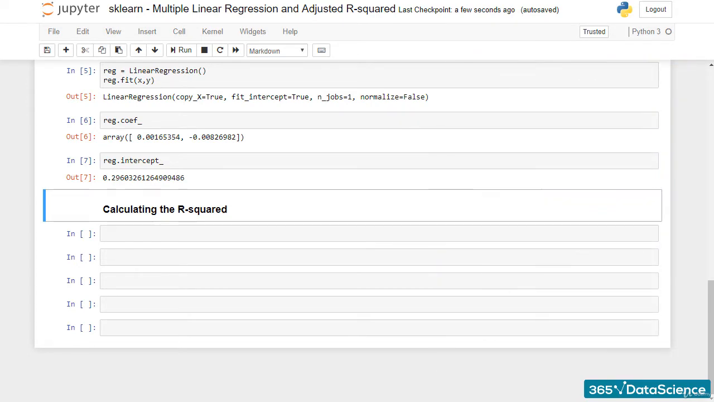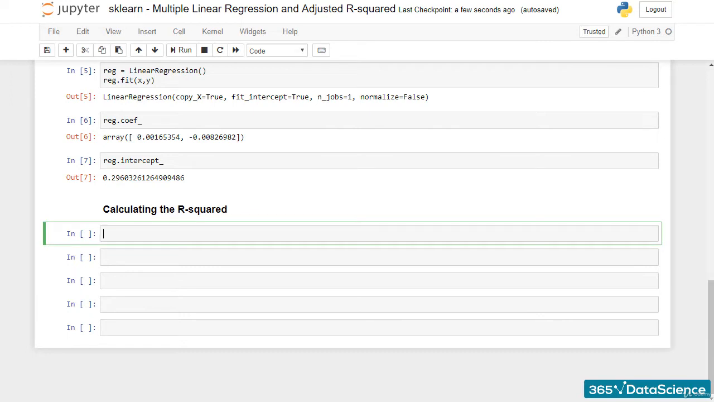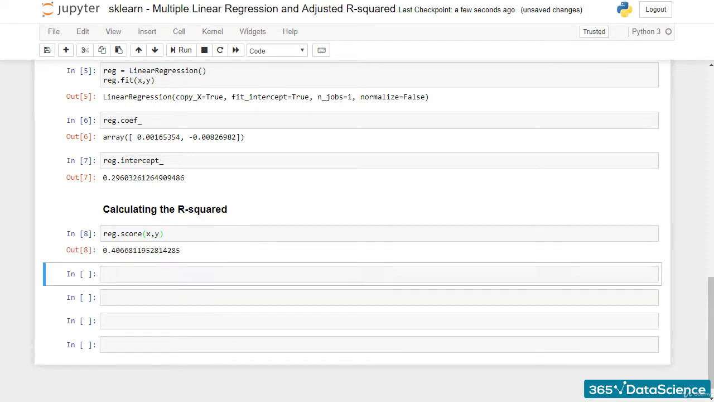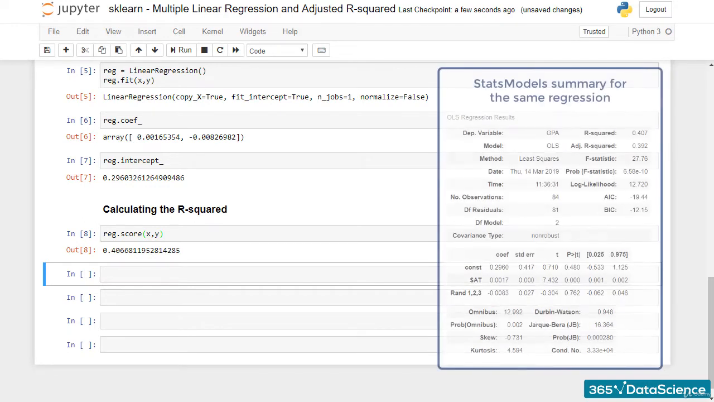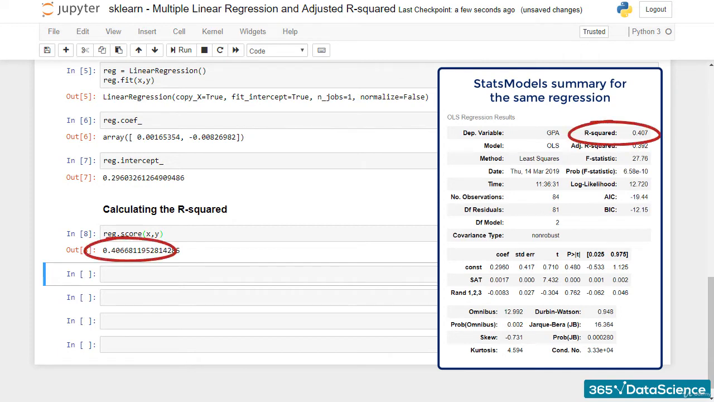Okay, to find the R-squared, let's write reg.score(x, y). It takes two arguments, the inputs and the target. After running the cell, we get 0.407. Let's compare this result to the statsmodels regression summary from last section. The R-squared value we achieved is precisely the same. The good news is that the two packages are equivalent in terms of results, at least for now. The bad news is that this is the R-squared value and not the adjusted R-squared one.